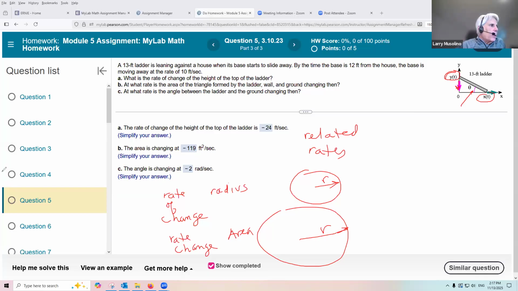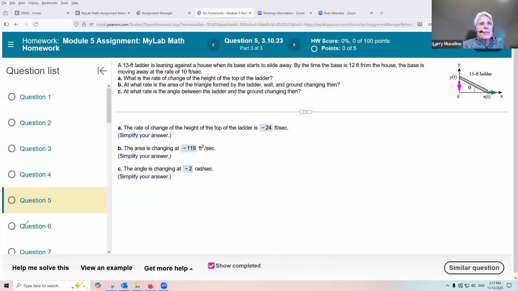All right, well, let's start out with the diagram they're giving us. And so they're telling us this ladder is 13 feet. Of course, the length of the ladder is not going to change. That's always going to be 13 feet. It says the base starts to slide away. So you can see they're telling you the base is sliding over to the right here.